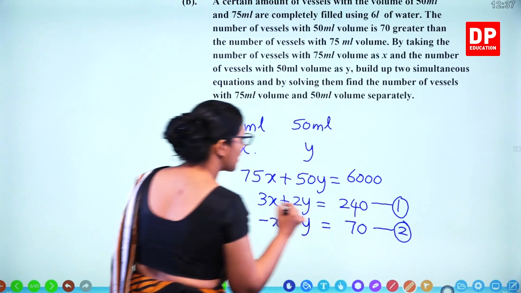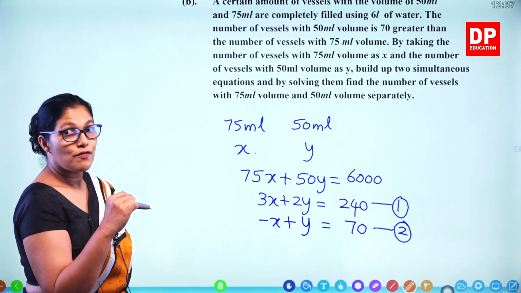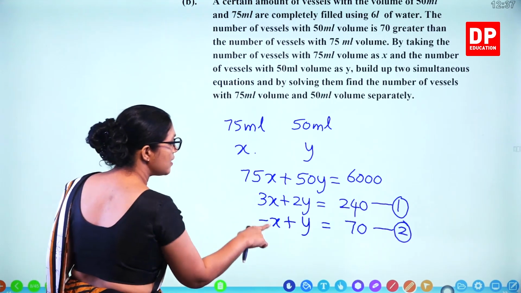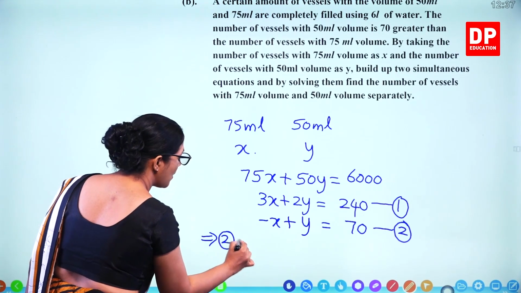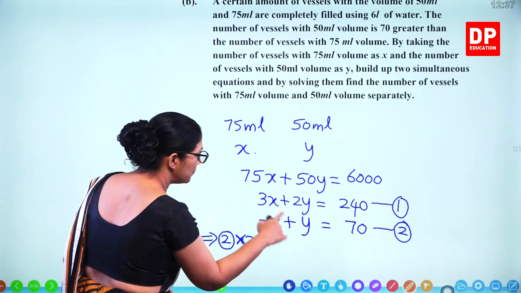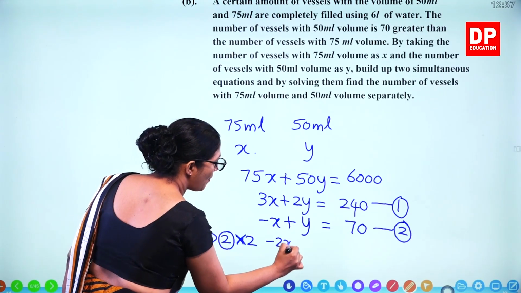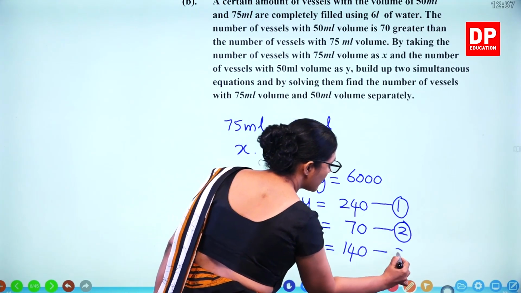That's our second equation. Now we'll try to solve. Coefficients are not equal, so you have to make them equal. Shall we multiply this by 2? Second one multiplied by 2 in order to get the same coefficient of Y: minus 2x plus 2y equals 140. That's our third equation.